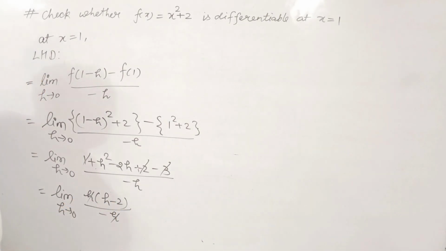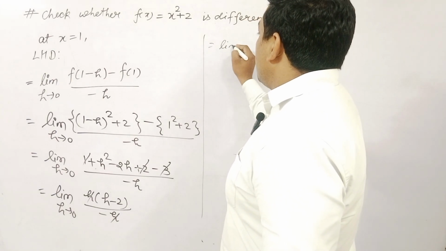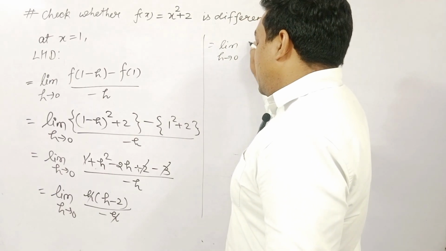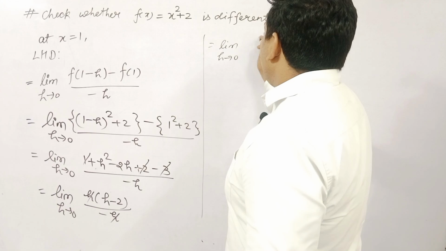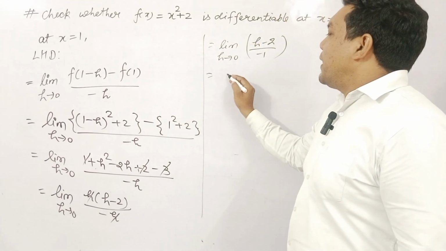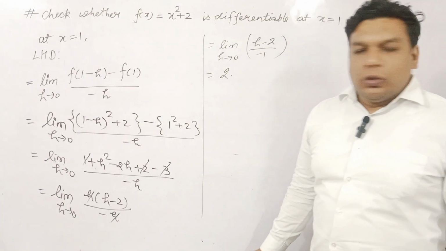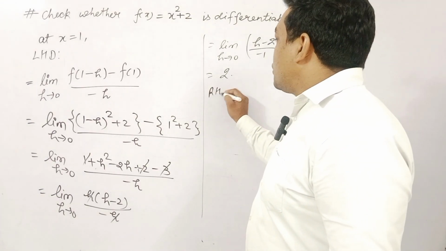This h cancelled out. What remains here? It is limit h tends to 0. It remains only h minus 2 upon minus 1. Now put h is equal to 0. You will get 2. So what is the LHD here? 2. Now find RHD. What will be RHD?